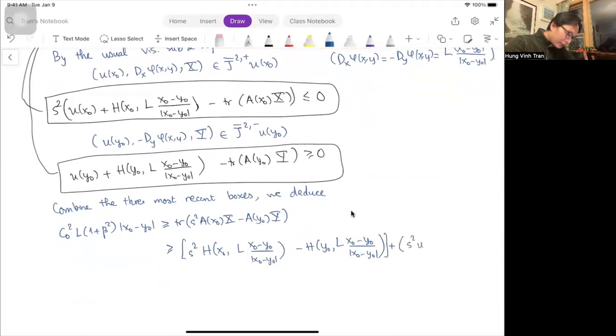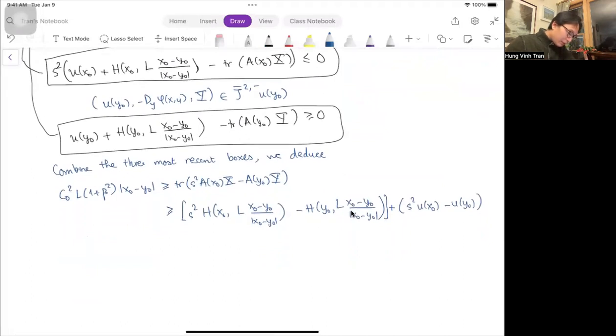S square u of x naught minus u of y naught. Okay, so that's what we have. And now what do we do? Again, s is greater than 1. We're going to take advantage of it. And we're going to use the fact that the Hamiltonian is growing with the speed p to the m. And that is a determining factor that helps us to get the Lipschitz bound.